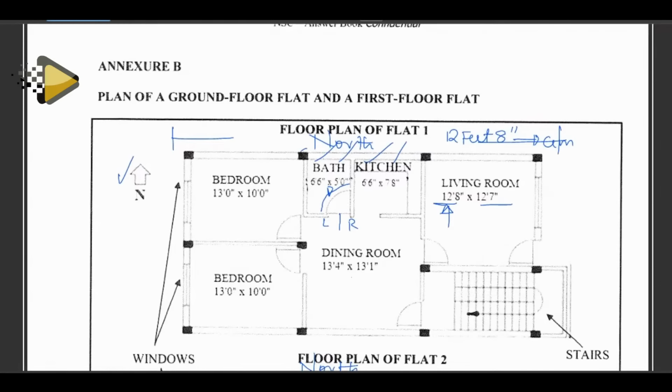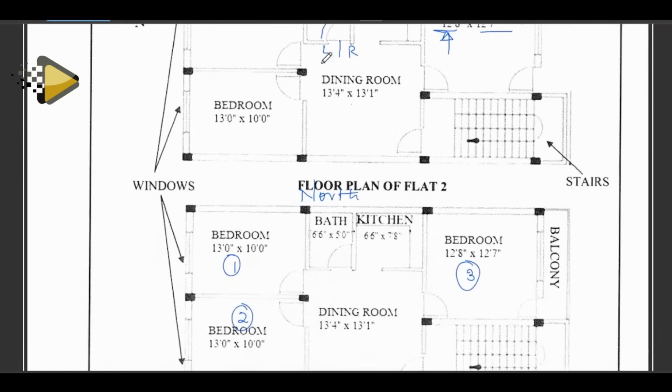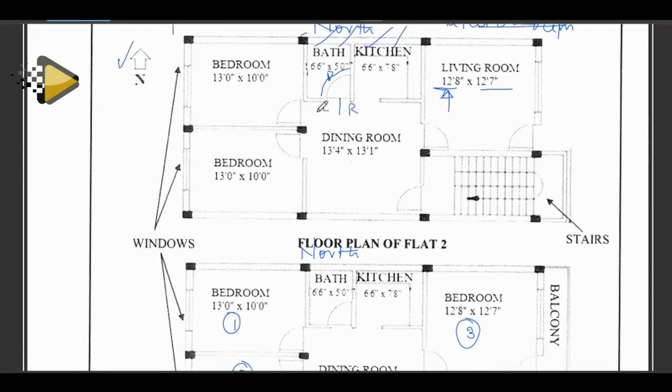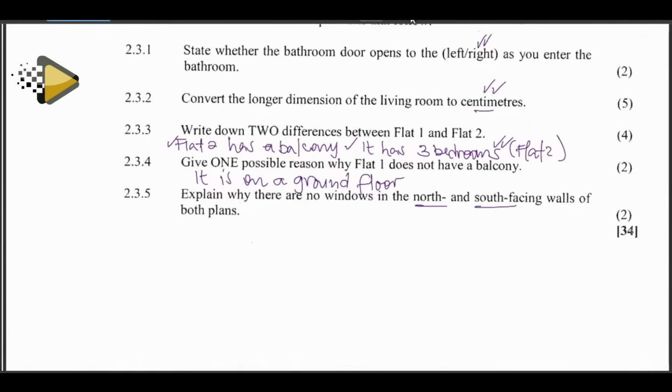One, it could have been for privacy. That's reason number 1. Number 2, it could have been cutting down on costs of building. Together. So 1, privacy. For privacy. Number 2, cutting down on costs of building.